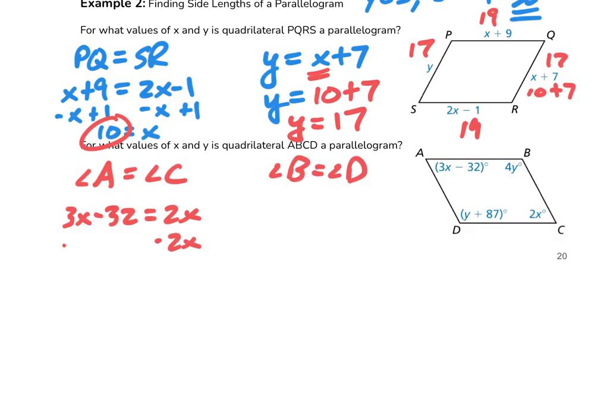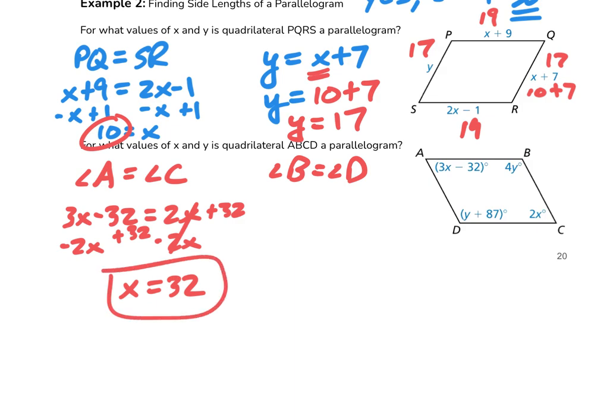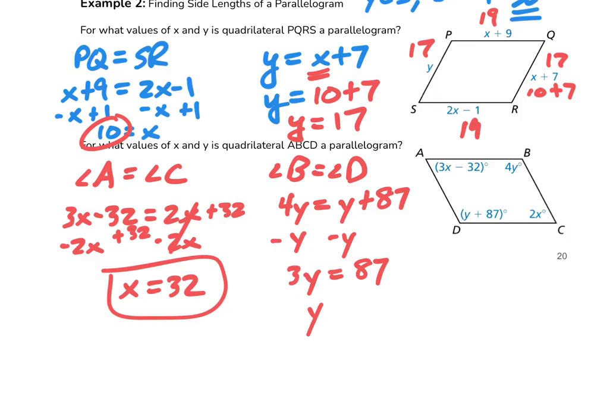And just to keep things positive, I'm going to subtract 2x, and then I'm going to add 32 over here. And that gives me x equals 32. Okay, B and D. B is 4y. D is y plus 87. So we're going to subtract y. And then 87 divided by 3. What's that give us? 29.